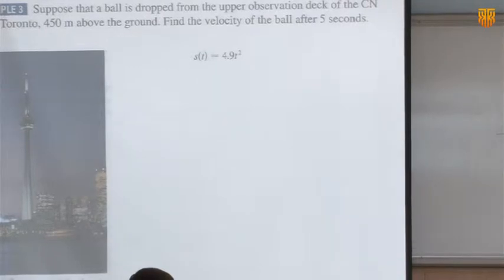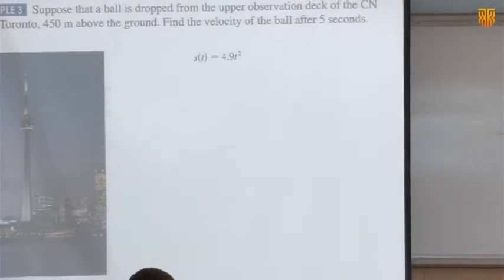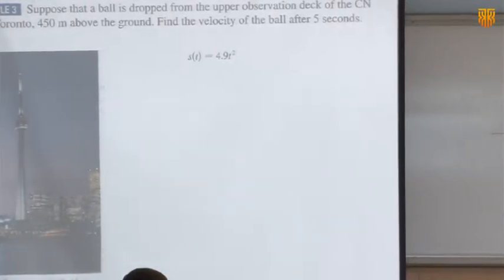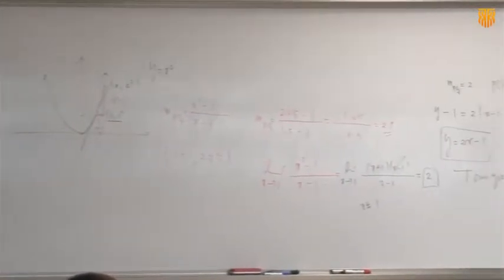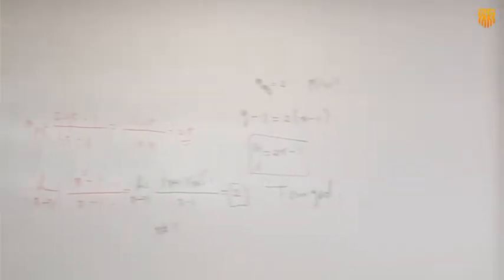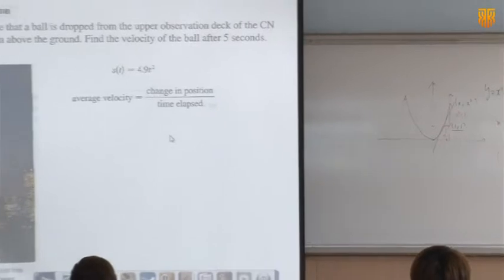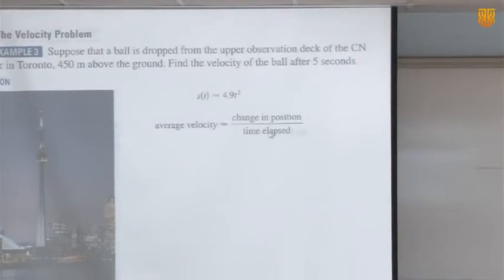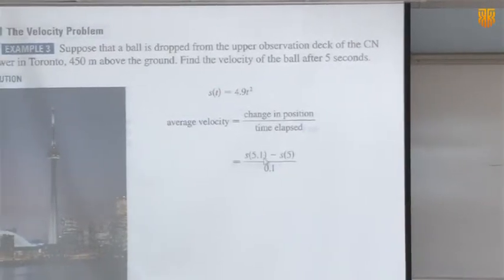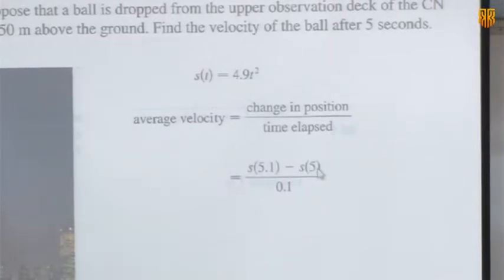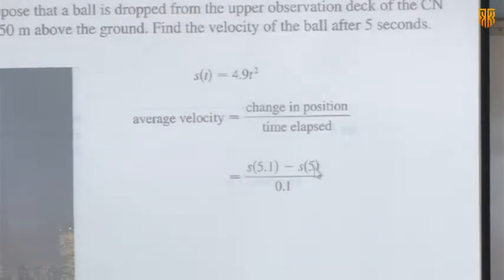Then at that time, what is the velocity? What you have to do is choose a close time around 5 seconds. You can choose 4.9 seconds, or 5.1 seconds, 4.99, 4.999, something like that. So you have to find the average velocity, which is the change in position divided by the time elapsed. How much time elapsed? You can choose 2 points, which is 5.1 seconds. S(5) is the position when t is 5. Then the time elapsed is 0.1 second, so divide like this.